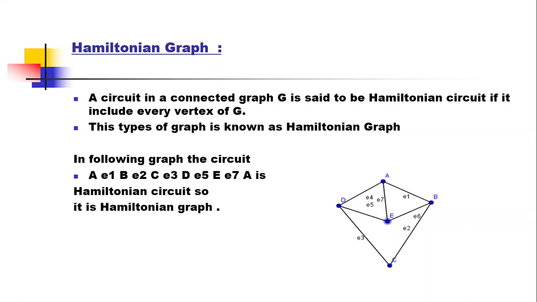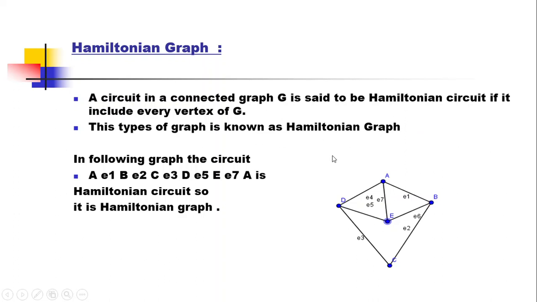So now the second important graph is a Hamiltonian graph. So let us discuss that. A circuit in a connected graph G is said to be a Hamiltonian circuit if it includes every vertex of G. It means here you have to consider one circuit, a closed walk, of a connected graph G, which is said to be a Hamiltonian circuit if it includes every vertex of the given graph G. And the type of graph which includes such a Hamiltonian circuit is known as a Hamiltonian graph.